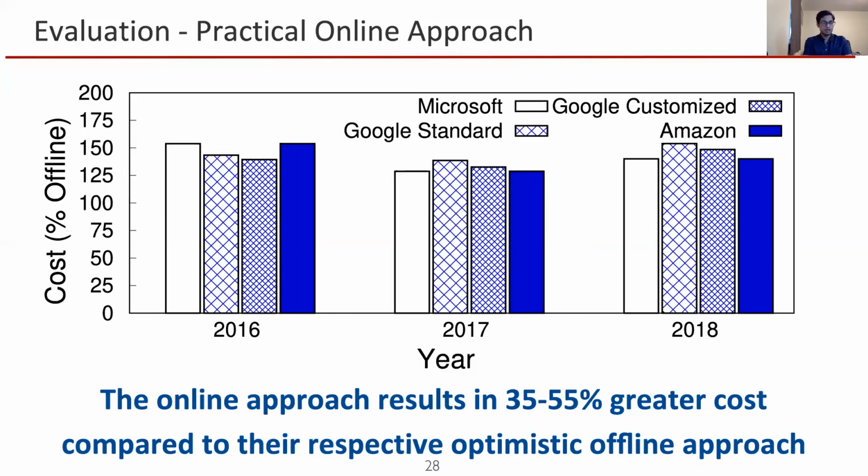As you can see here, in all of the years, our practical offline policy performs better than the online policy. It's because of its assumptions: in the case of the online approach, we have imperfect predictions as well as a relaxed assumption of fractional supply and demand. As a result, the online approach performs worse than offline, and it can be seen that it is within 35 to 55% greater cost than the offline policy, which is strictly the lower bound on the cost.